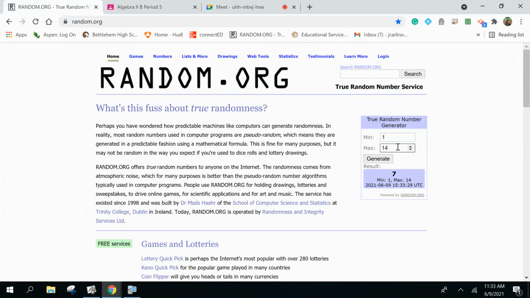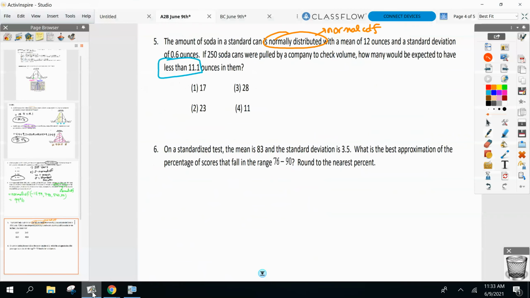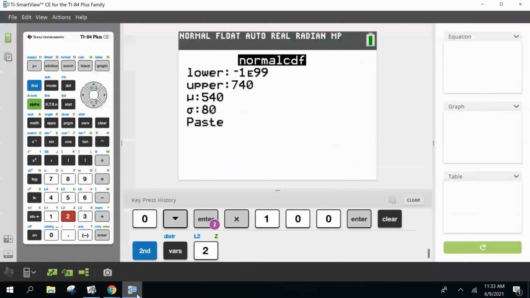First up is Will. Here you go, Will. What should be my lower and my upper? Less than 11.1. Let's start with the lower, Will. What should it be, my lower?